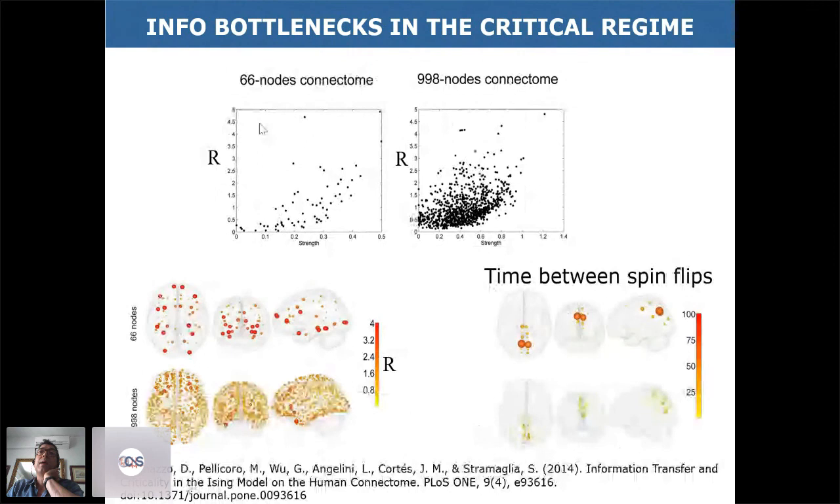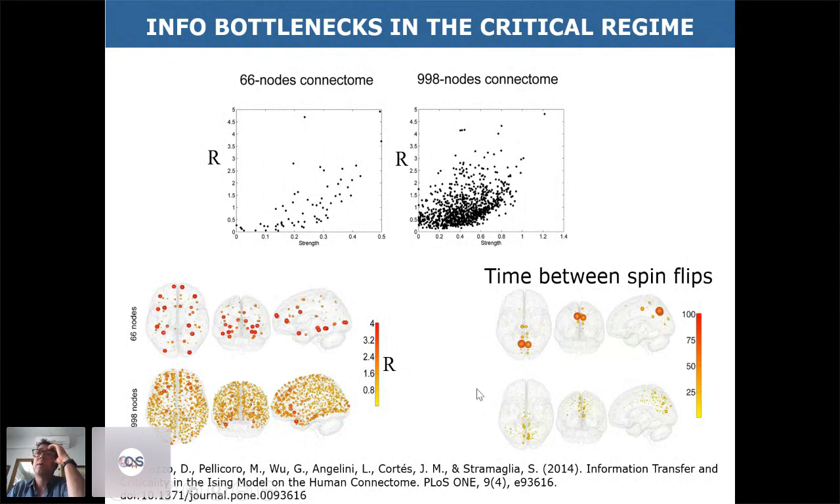As we plot the ratio between outgoing and incoming connectivity as a function of the strength, we see that there is first a constant or flat distribution, and then it goes up after a certain strength. And here are the nodes, the regions of the brain, which are more prone to become bottlenecks of information for the 66-node connectome and the 1,000-node connectome.